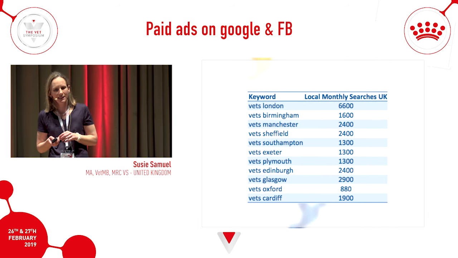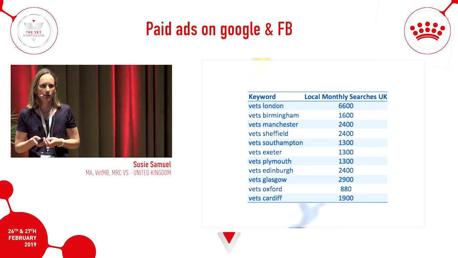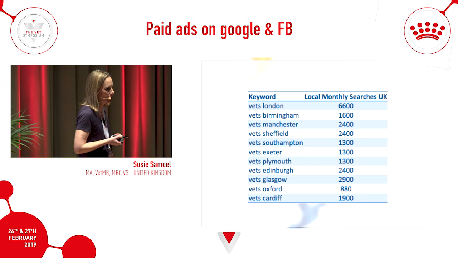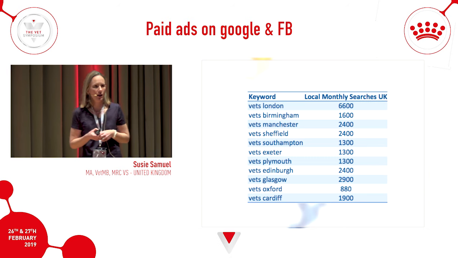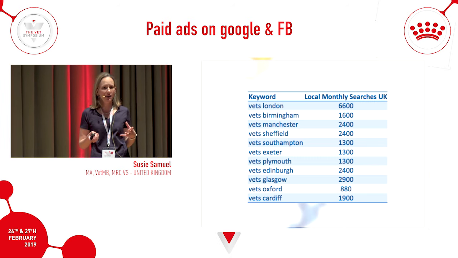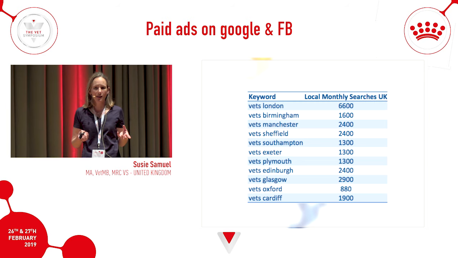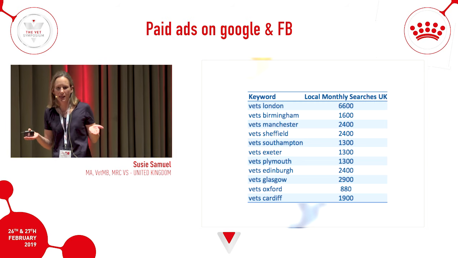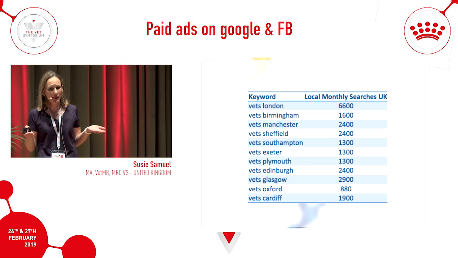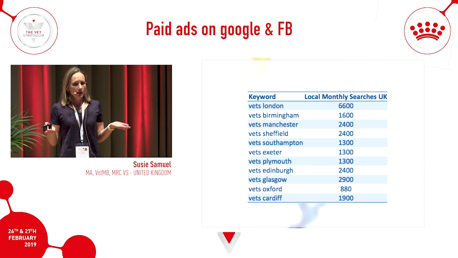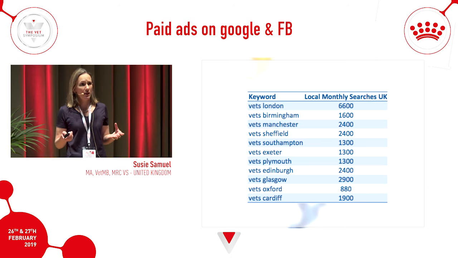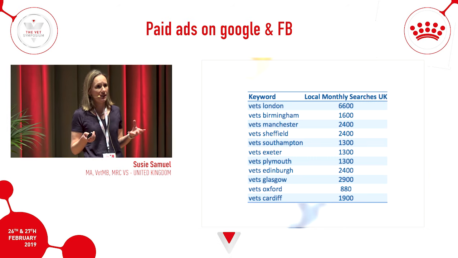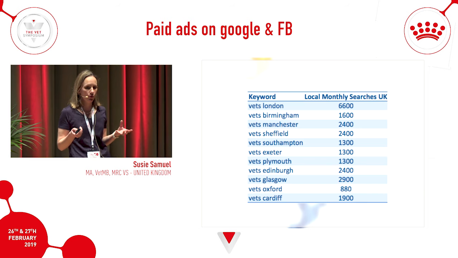So this is old data, actually. This is 2 years old, and the reason that it's 2 years old is because Google have stopped providing this information. But I just wanted to give you a rough idea of the volumes that we're talking about. So Birmingham is a big city in England. You've got 1,600 people a month searching for vets in Birmingham. That's a lot of people looking for a vet in Birmingham and using Google to achieve that.